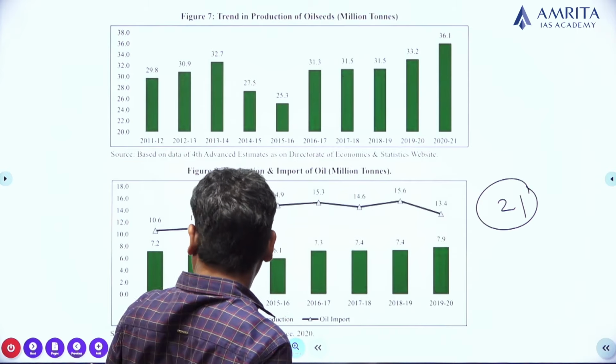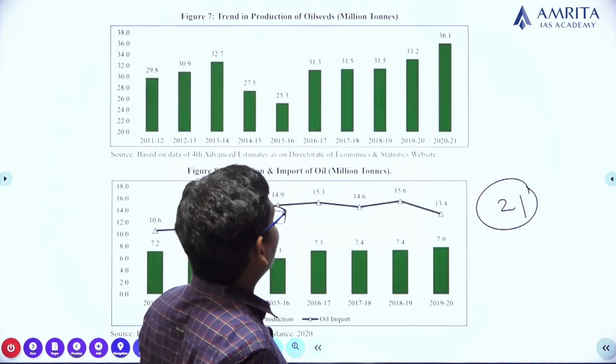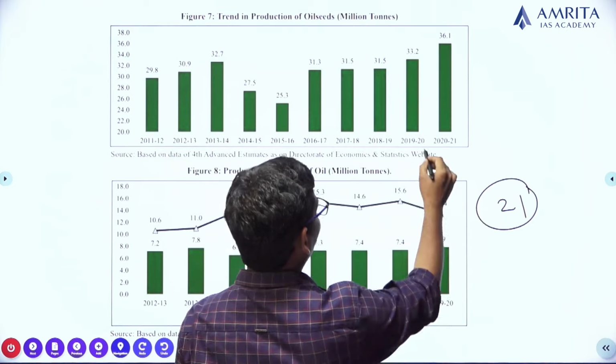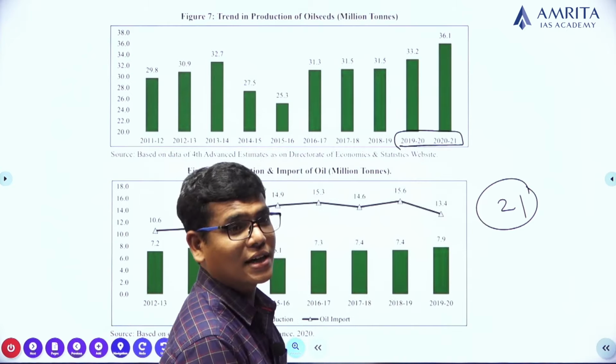production is concerned. But it is up to only 1920. But here they have given up to 2021. Okay. Anyway, in 2021 it got increased.